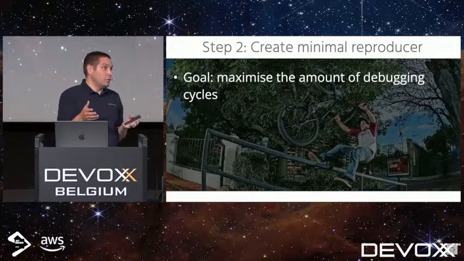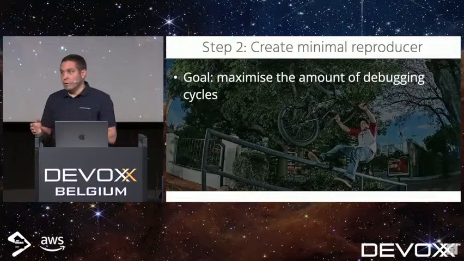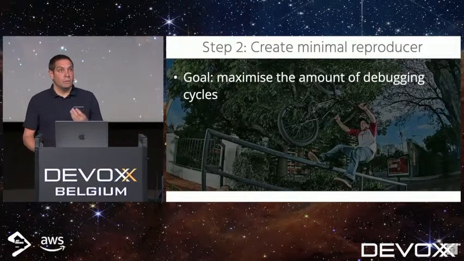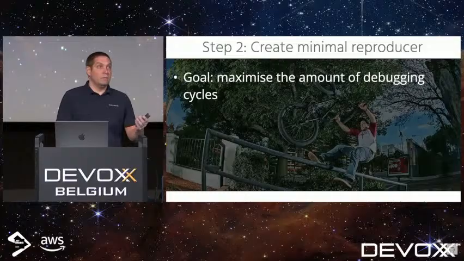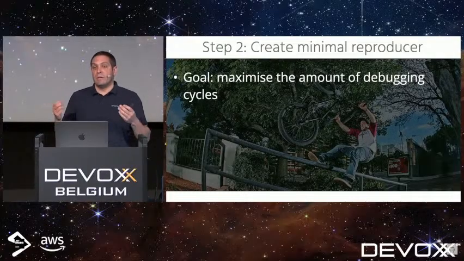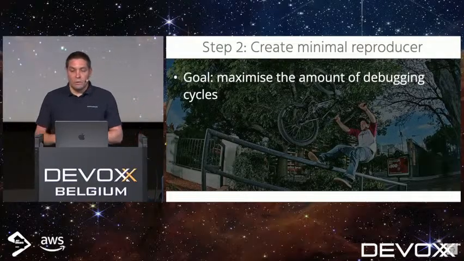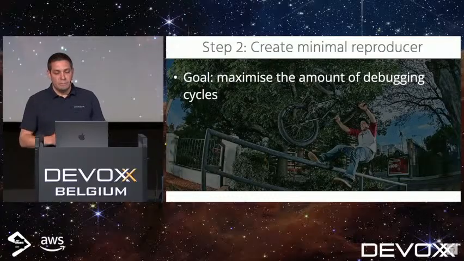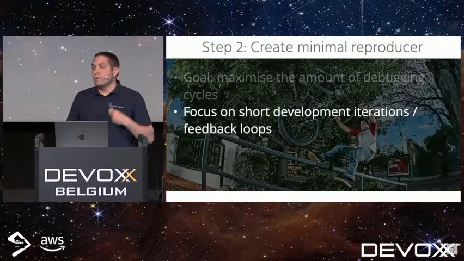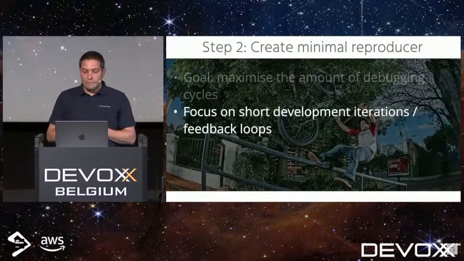So if it takes you 15 minutes to show the problem, you can only try 4 times in an hour a solution. If it takes you 1 minute to demonstrate the problem, you have 60 tries. So the goal is to maximize the amount of debugging you can do. And also, you probably hate waiting, so it also helps. So focus on short development iterations and quick feedback loops there.